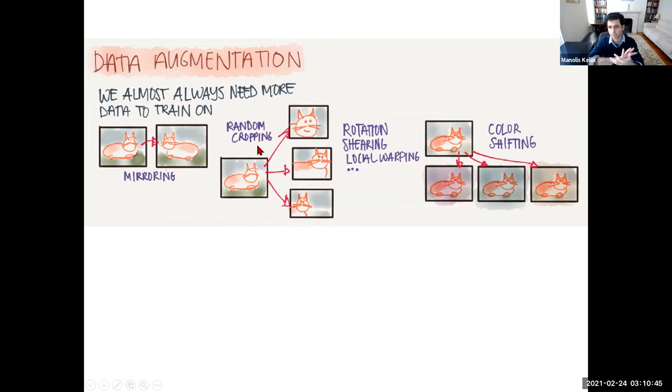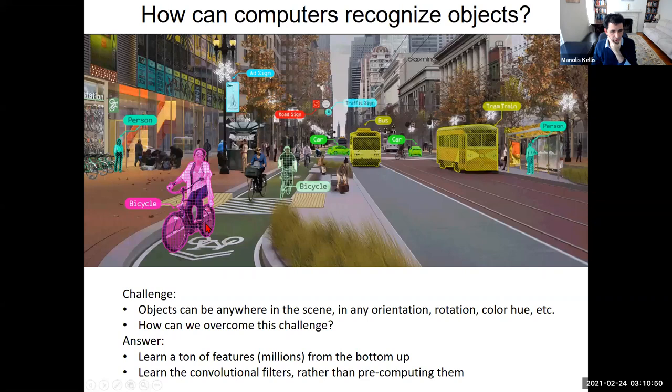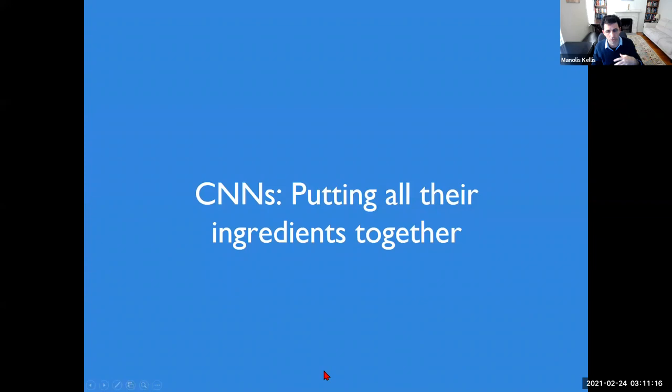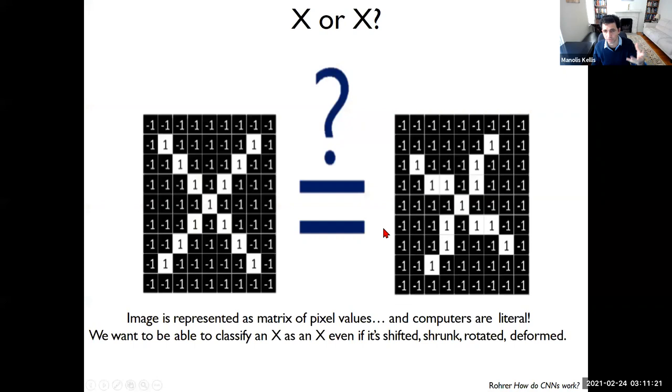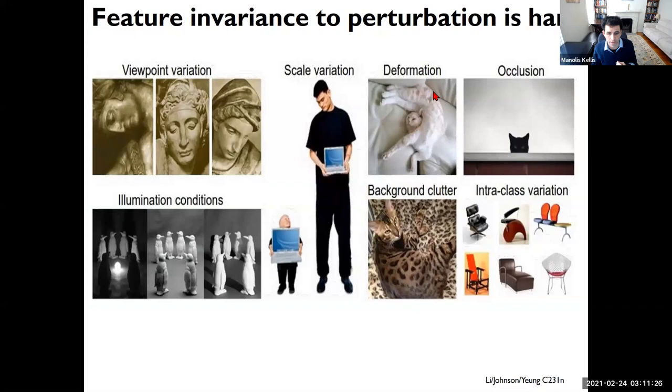Therefore the functions that I'm going to be learning are going to be invariant to that, so that I can recognize objects no matter where they are in the scene, no matter what orientation and rotation. This bus and that bus and that bus are changing in size, orientation, shape, etc., but I can still recognize them and classify them as such. So the answer is that we're going to learn a ton of features, millions of features from the bottom up, and we're going to learn the convolutional filters by transforming the images to achieve this invariance.